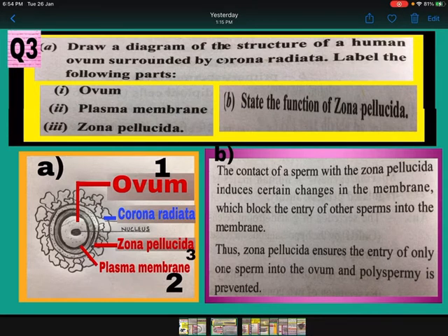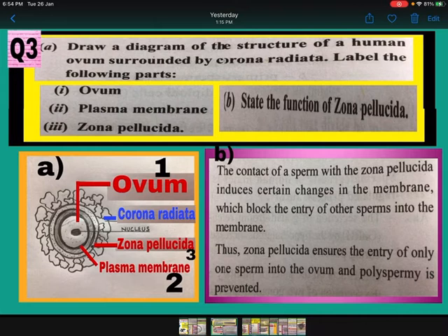So label 1 as ovum. Number 2, the outer layer of ovum is plasma membrane. So labeling number 2 is plasma membrane. 3, outside the plasma membrane is a zona pellucida. This is labeling number 3. And now label the 4th, the last outermost layer called corona radiata. It is written with blue color in the diagram. So you have to label 1 ovum, 2 plasma membrane, 3 zona pellucida and 4th corona radiata.